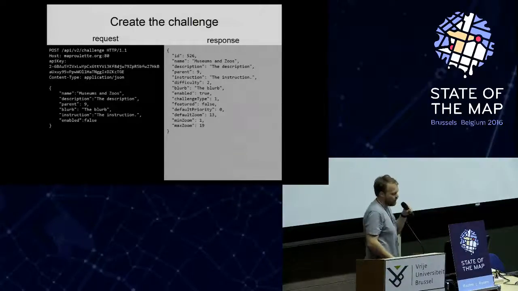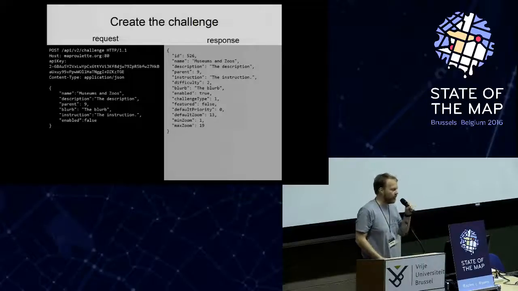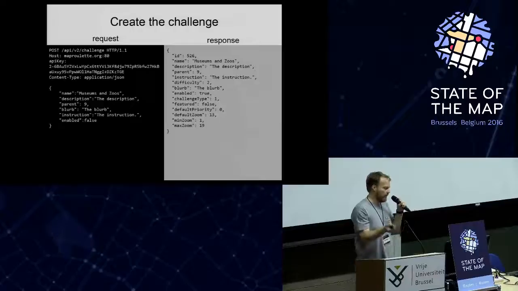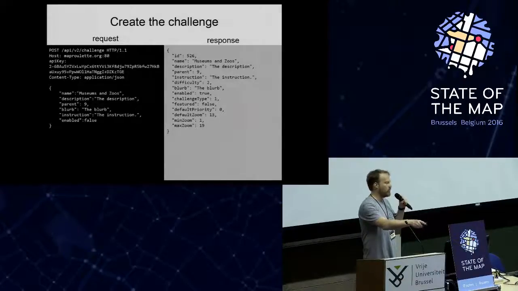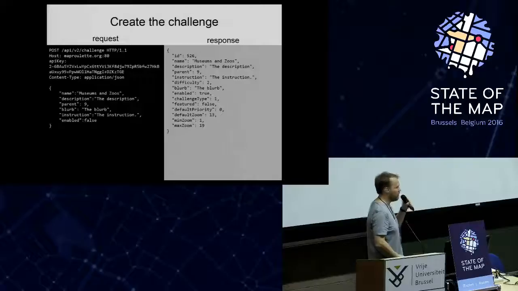And then the payload is basically just a very simple JSON object that has the name, the description. The parent would be the project, because you're creating a challenge, right? A challenge lives underneath a project, so you need to define the parent through the project ID. This is where the project ID comes in.